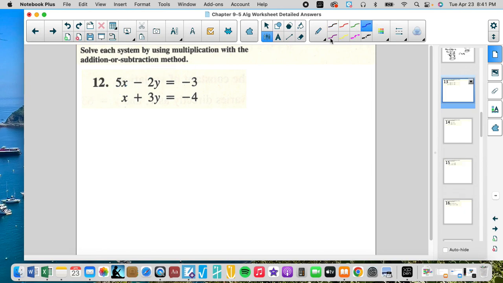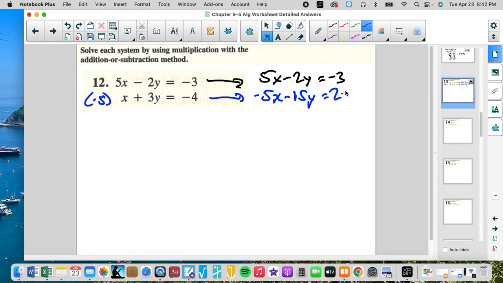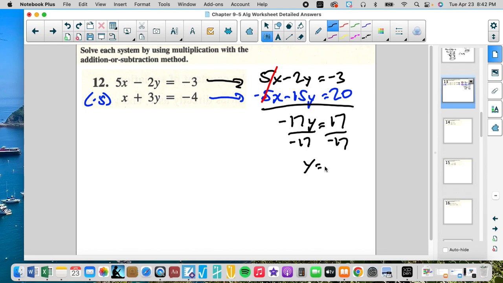We'll multiply the bottom by negative 5. Top equation stays the same: 5x minus 2y equals negative 3. Bottom equation, multiplying everything by negative 5 gives us negative 5x minus 15y equals positive 20. The x's will cancel. We're left with negative 17y equals 17. Divide by negative 17. y equals negative 1. Aren't we so lucky all these are whole numbers and they work out so nicely?